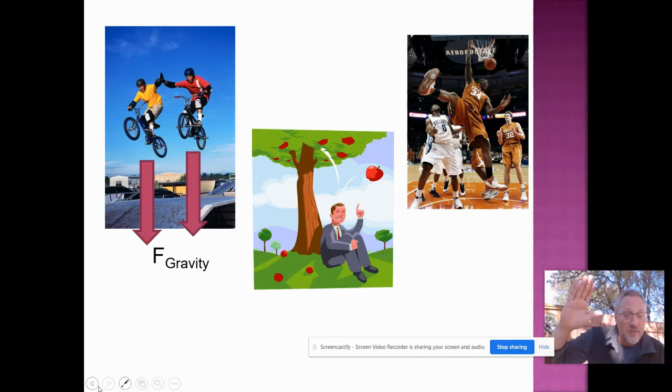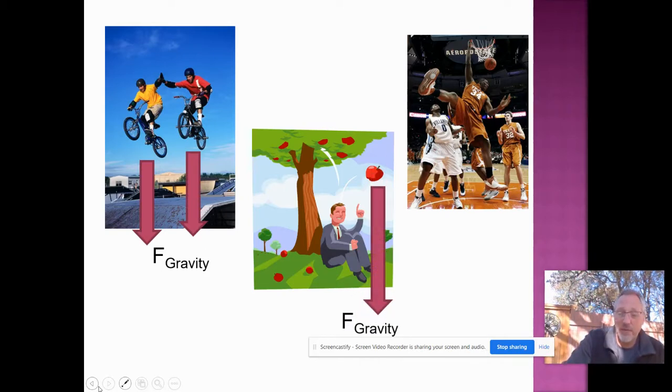You're jumping on your bicycle, gravity's pulling you down. Well, there's the old Newton, apple fell on his head. Basketball is just a game against gravity. Who has the best anti-gravity skills? That'd be Michael Jordan.